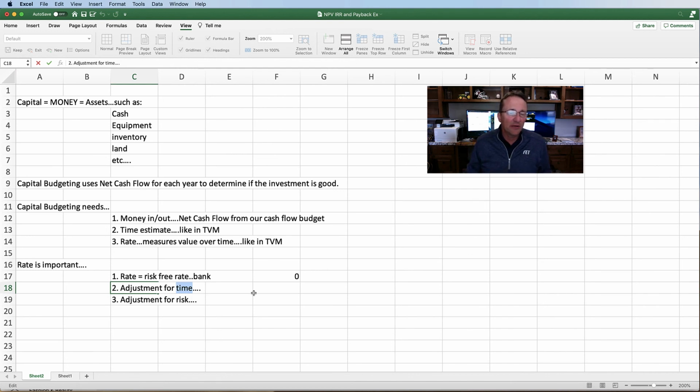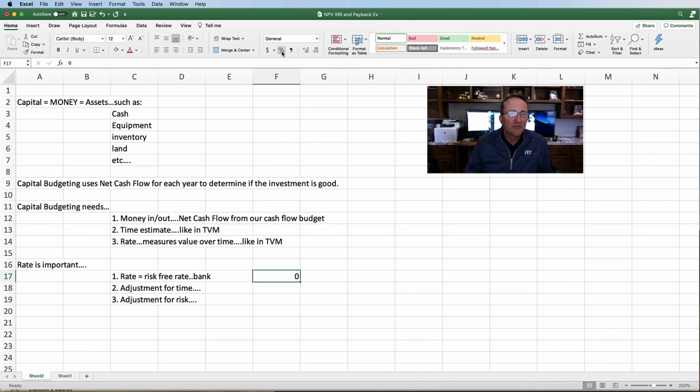So let's say that we look at the rate today. Let me put in the percent factor here. The rate today is 0, the risk-free rate. But if I've got to wait, let's just say 10 years, maybe I decide I really want a 5% return on my money at that window of time.